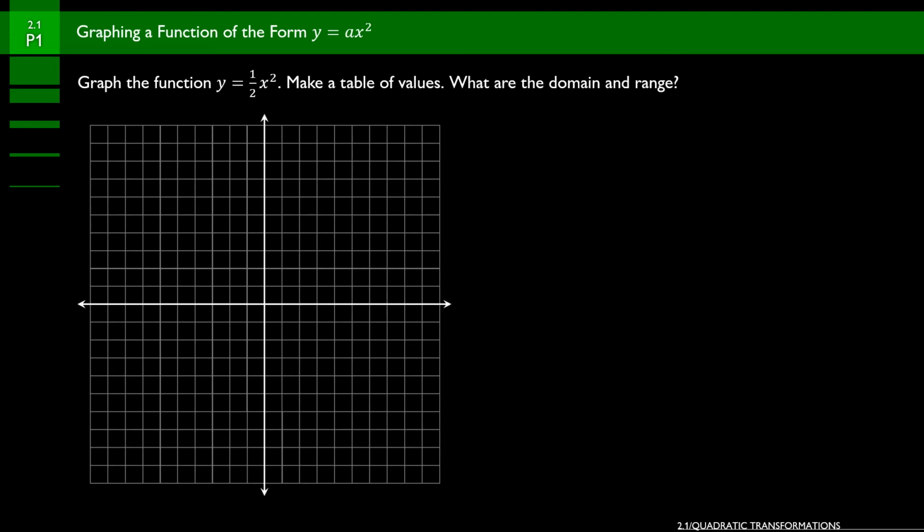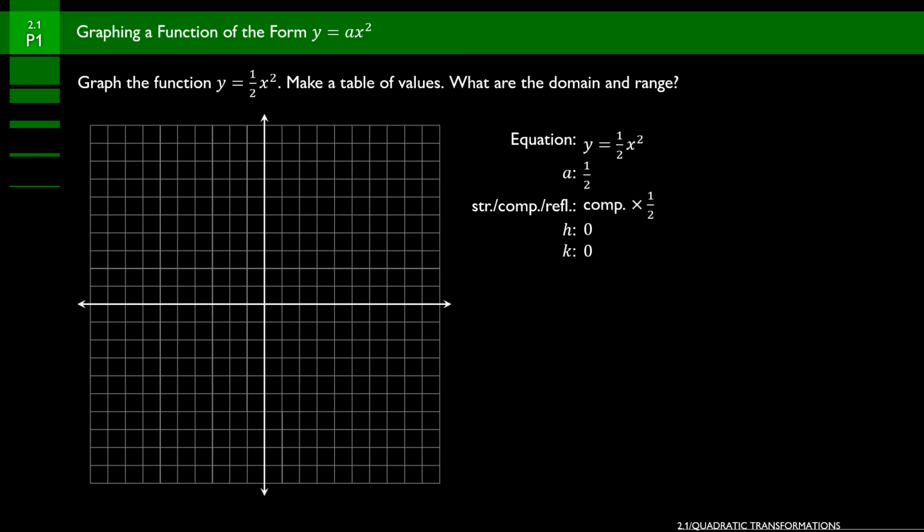So our equation is y equals 1/2 x squared, which means that our a value is 1/2. Since we've got a positive, that means that there's no reflection, but because 1/2 is less than 1, we do have a compression by a factor of 1/2. Then our h value, we have no h value because there's no parentheses, there's nothing being added or subtracted to the x. So that means that the h value is 0.